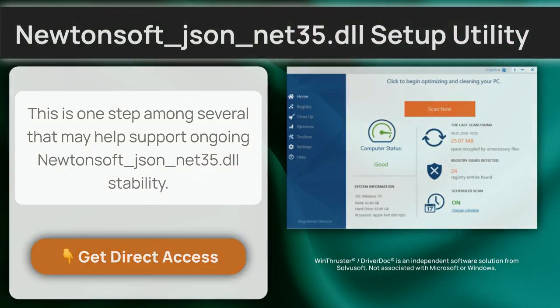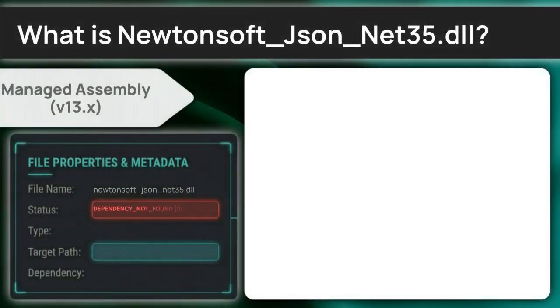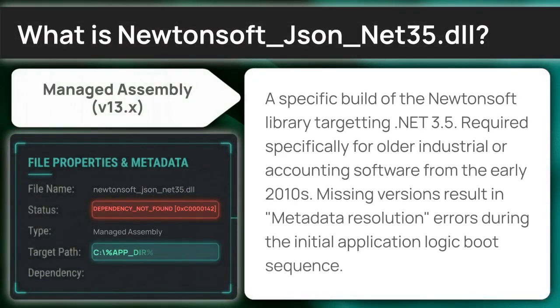This is the Newtonsoft.Json NET 35, a specific build of the Newtonsoft library targeting .NET 3.5, required specifically for older industrial or accounting software from the early 2010s. Missing versions result in metadata resolution errors during the initial application logic boot sequence.